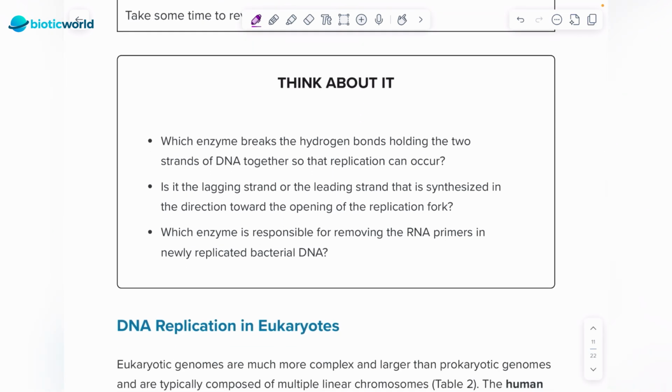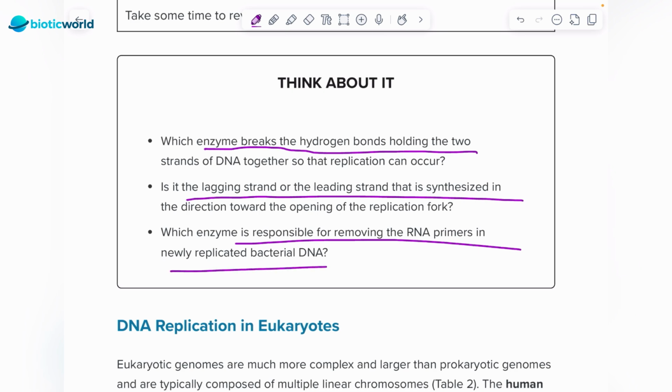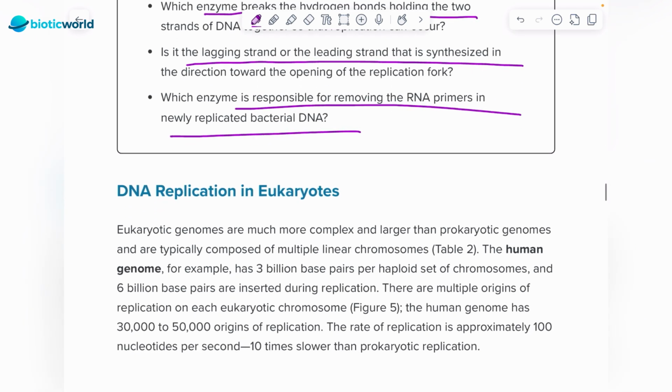Now you can think about these questions. Which enzyme breaks the hydrogen bonds holding the two strands of DNA together so that replication occurs? Is it the lagging strand or the leading strand that is synthesized in the direction towards the opening of the replication fork? Which enzyme is responsible for removing the RNA primers in newly replicated bacterial DNA?